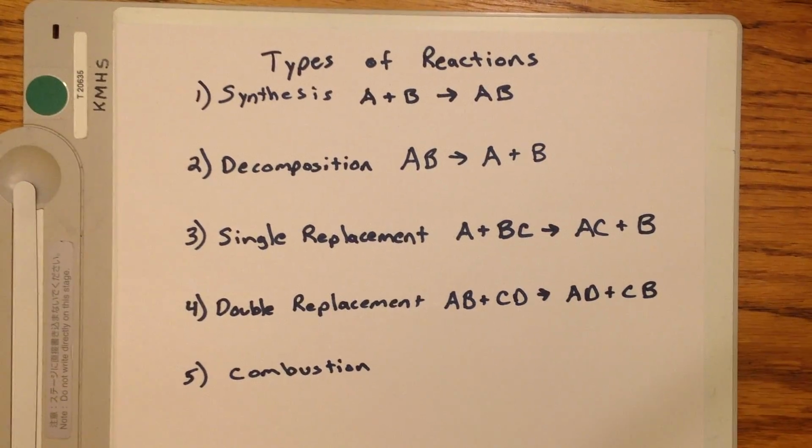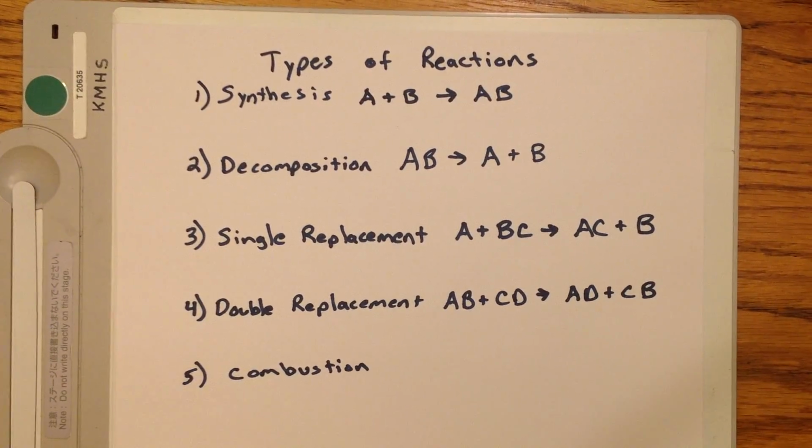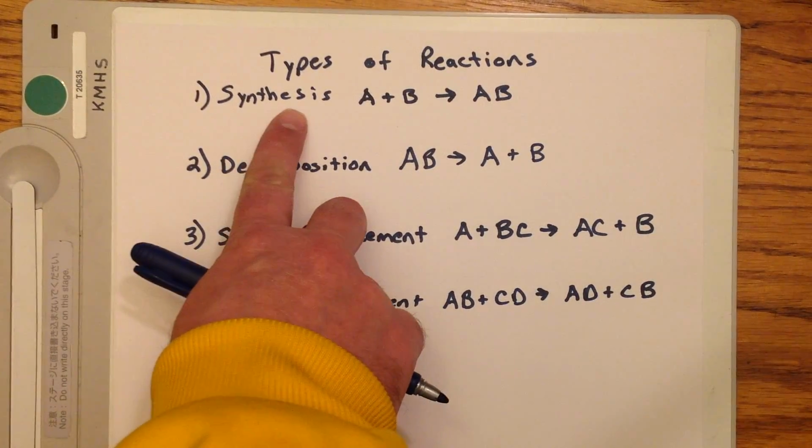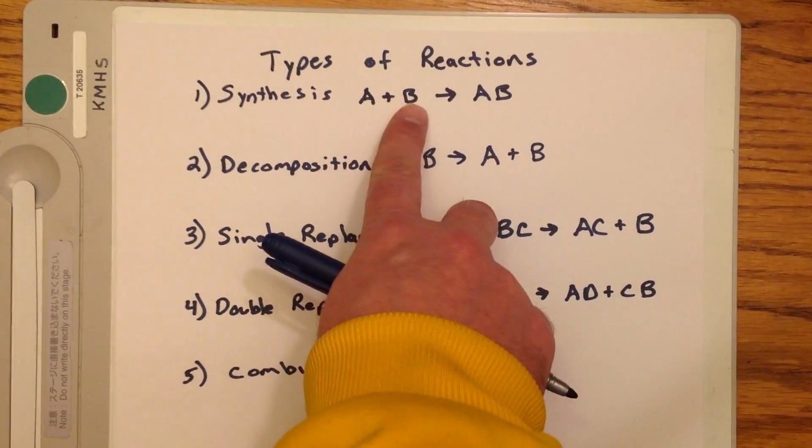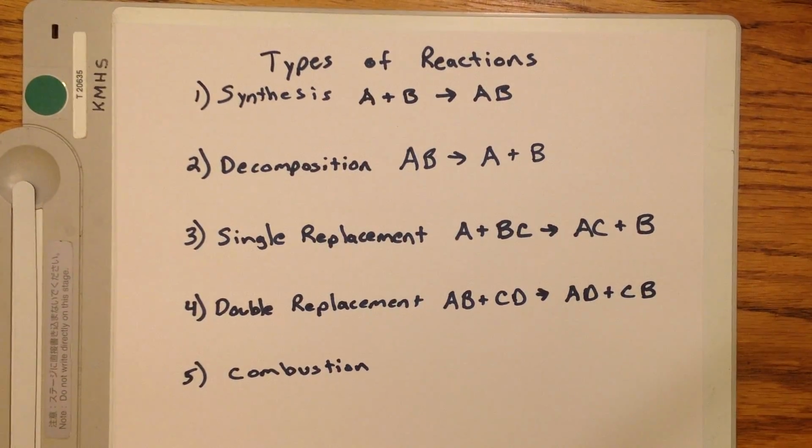Okay, this video is about the 5 different simple types of reactions in chemistry. I'm going to go through each type and give another example. But as you can see, we'll start off with a synthesis reaction. Some people think of this as the marriage reaction: 2 single people coming together to make a couple.